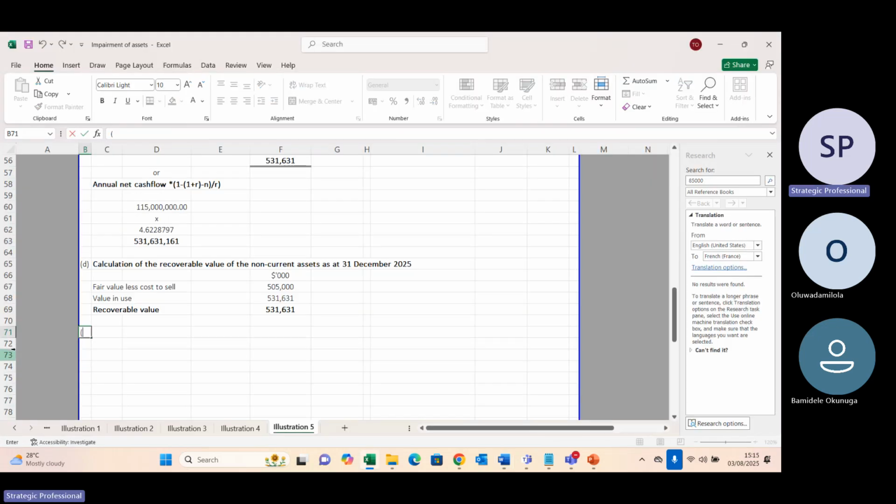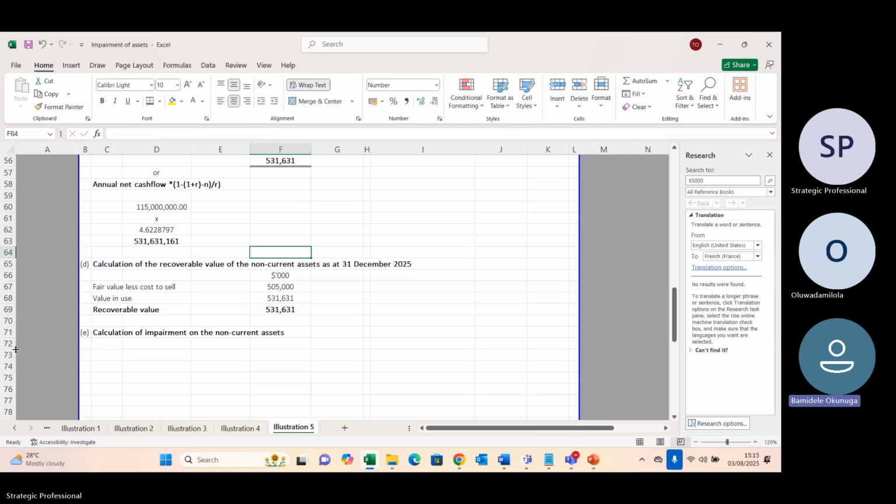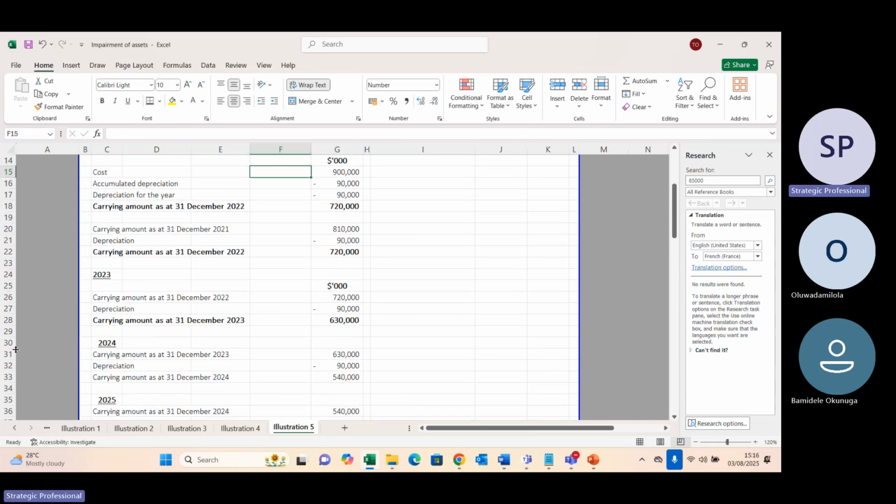Okay. So, Madam Dami, what's the impairment? Is the asset impaired in the first place? I think no. Okay, Mr. Bamdele says no. Why do you say no? I think the recoverable amount is higher than the net book value. Okay, well, let's go and check our net book value.